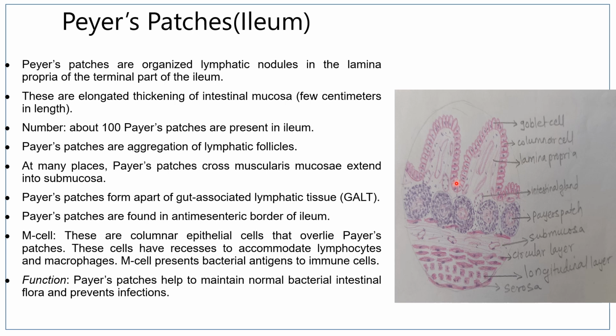show recesses that will accommodate the lymphocytes and macrophages, and these represent bacterial antigen to immune cells. And the function of Peyer's patches is to maintain normal bacterial flora and prevent infection in the intestine. So these are all Peyer's patches, an example of diffuse lymphatic tissue or GALT present in the terminal part of ileum.